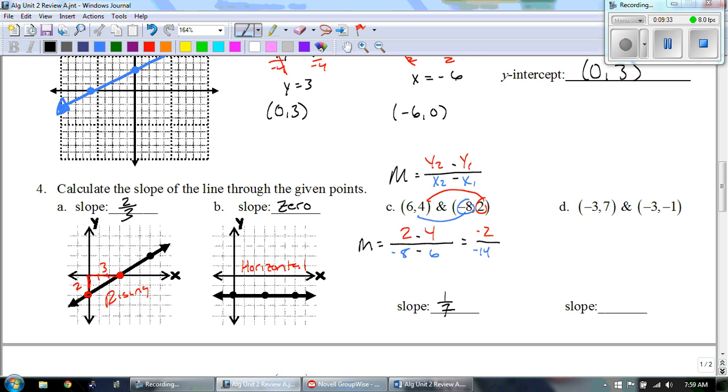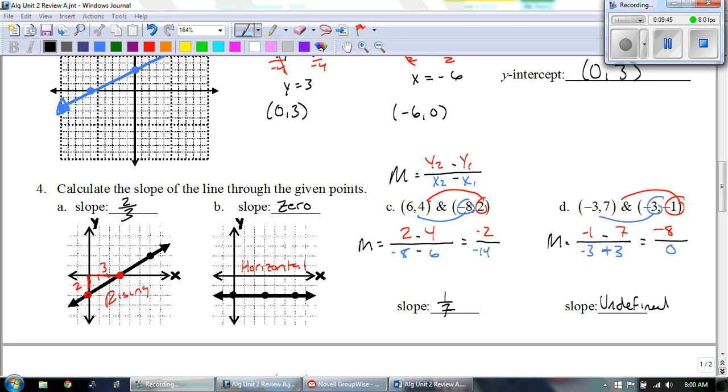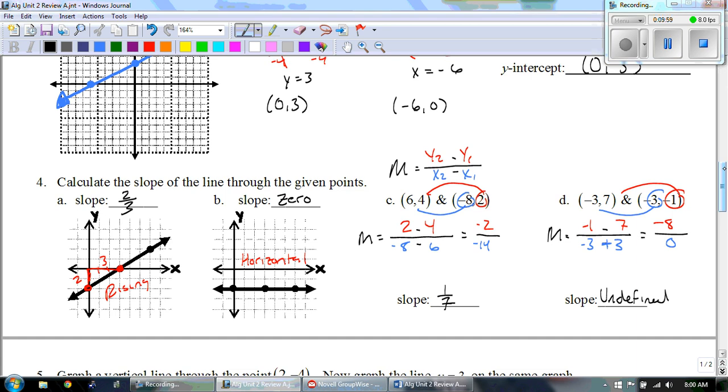So D, why don't you guys pause the video and see if you can do D all on your own. Good luck. Okay, so on the top you get negative 8, and on the bottom, remember when you're plugging in a negative, that turns to a positive. So negative 3 plus 3 is 0. You cannot divide by 0, so that's an undefined slope. Okay.